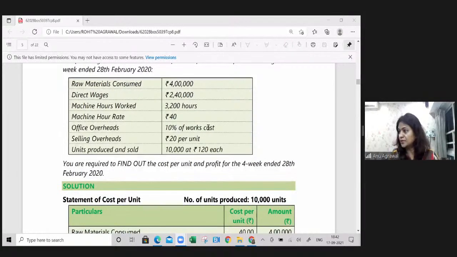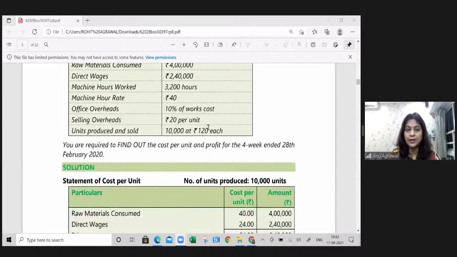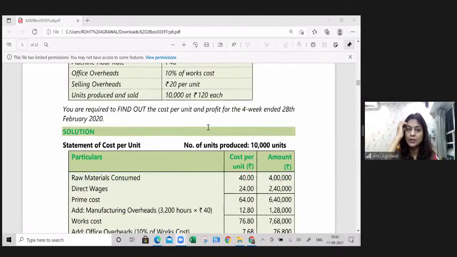I hope I'm very clear, Jasmine. Okay. Now, you are required to find out the cost per unit and the profit for a 4-week period ended 28th February 2020. Look at it. How simple the sum is. You are producing 10,000 units, right?